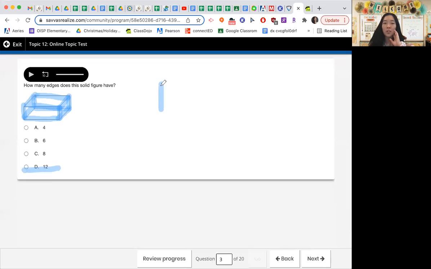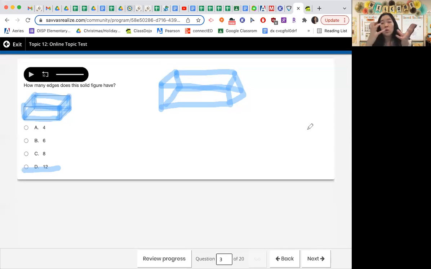Here, let me draw it for you guys so you guys can see. So there's 1, 2, 3, 4, 5, 6, 7, 8, 9, and then there's 3 in the back, 10, 11, 12. And that's how you make the whole shape. Maybe I can show you guys like this. So if you guys look at my screen right now, here is a rectangular prism. Ready? So there's 4 on top, 1, 2, 3, 4. There's 4 on the sides, 5, 6, 7, 8, and then there's 4 edges on the bottom, 9, 10, 11, 12.